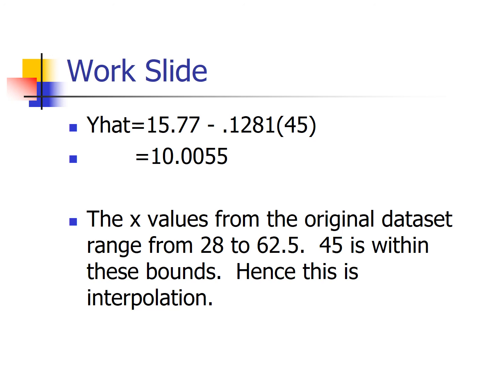So here I was a little lazy. Y hat, I just wrote out the word hat, is equal to 15.77 minus 0.1281 x. To do the predictions, it's as easy as just plugging the number in for x. You plug in 45, you put that in your calculator, you get 10.0055. The x values from the original data set range from 28 to 62.5. You can go back and take a look at it. It's like that first or second slide. 45 is within these bounds. That means that it's interpolation.